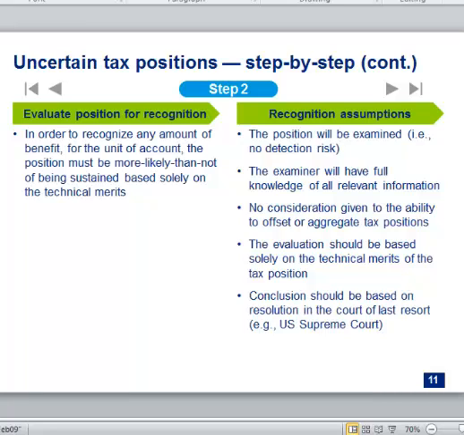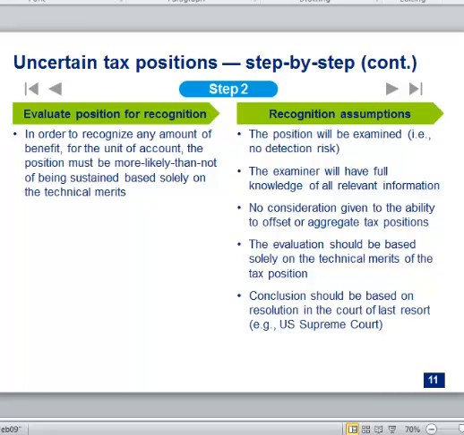Because in reality, you're not always going to get audited. And almost always the taxing authority is not going to have all the relevant information. Because the way tax exams work, they ask questions, you answer them. It's not that they tell you everything they want to know and you tell them everything. That's not how it works. So those first two bullets are a bit of an exaggerated reality, but that's the way that you're supposed to apply FIN 48.